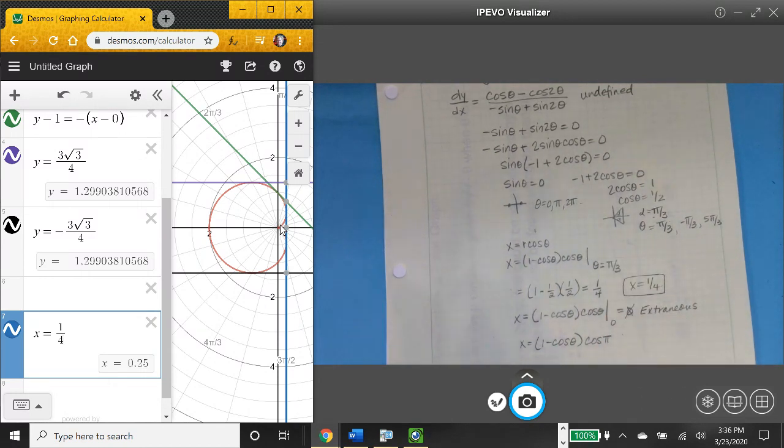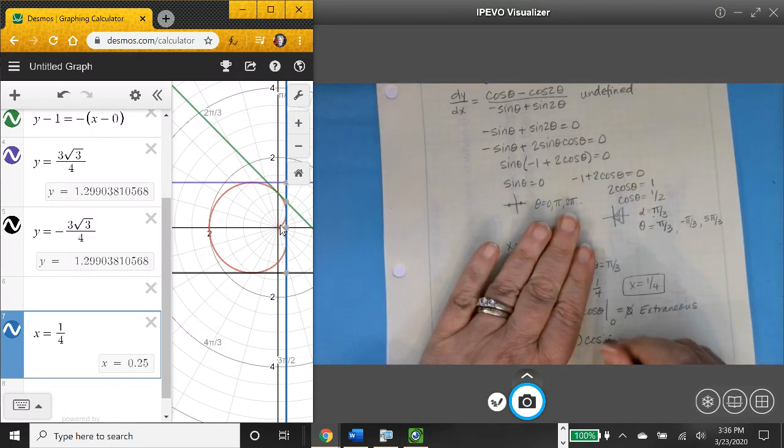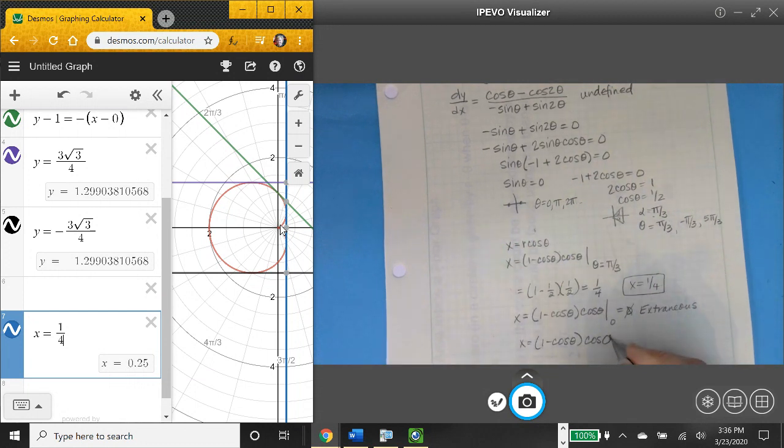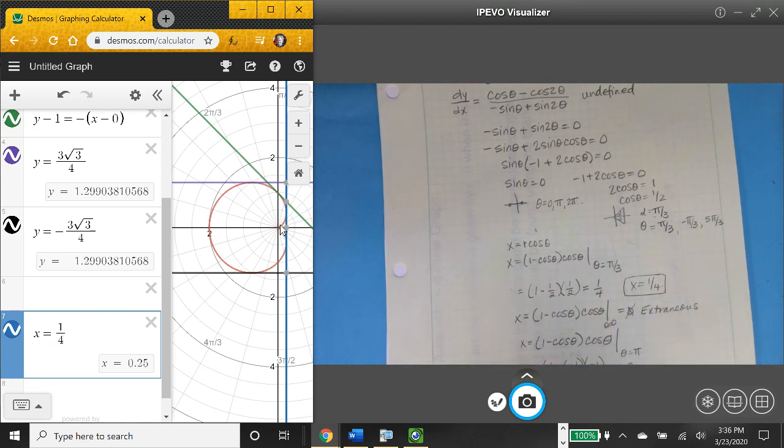Oops, I'm sorry, I'm going to put theta here, such that this is theta equals 0, theta equals pi. I get 1 minus a minus 1 times a negative 1. So this is equal to negative 2. So let's see what happens.